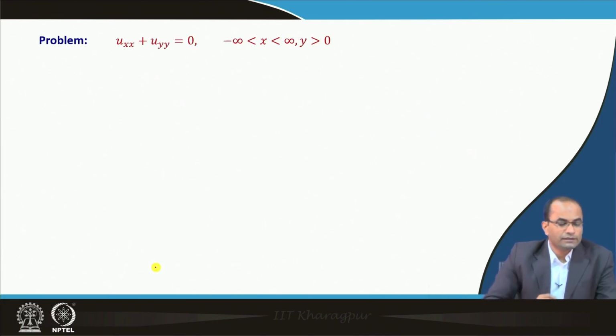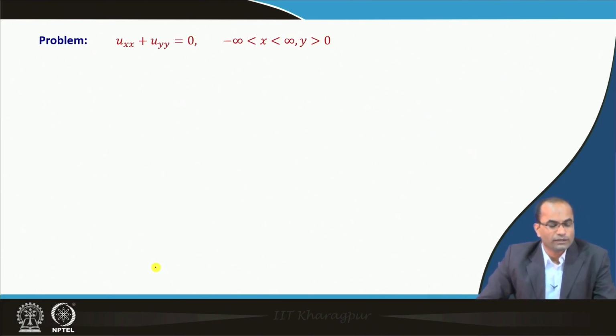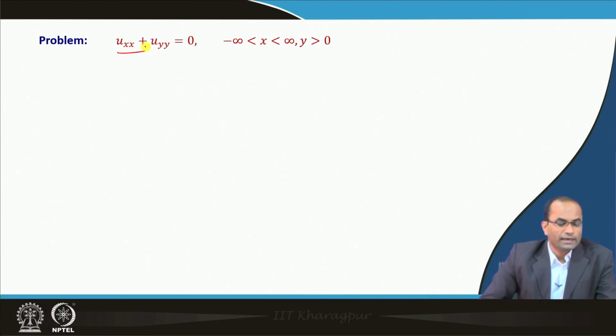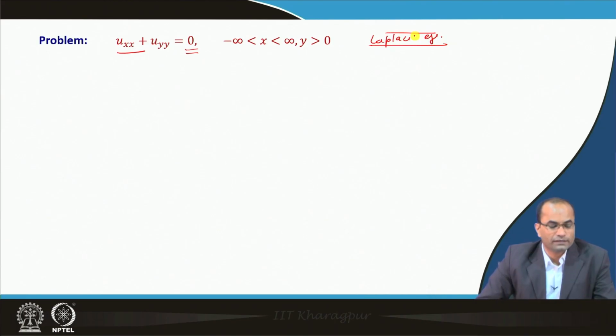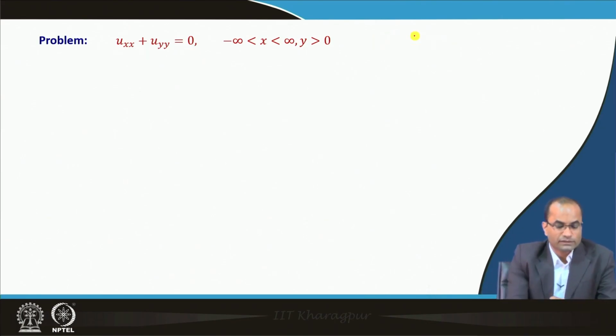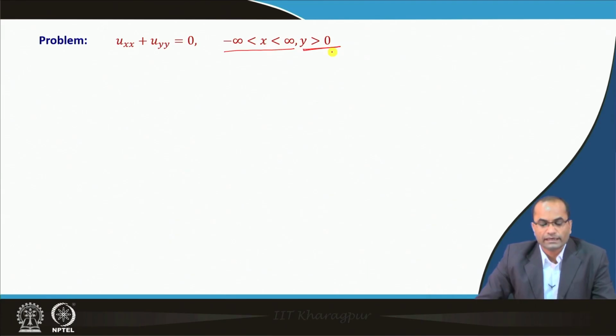Well, so here we consider the next problem, where we have u_xx plus u_yy equal to 0. So, this is the Laplace equation which we have discussed in an earlier lecture. So, this is the Laplace equation defined in this domain. So, for x we have minus infinity to plus infinity and y is taken as positive.